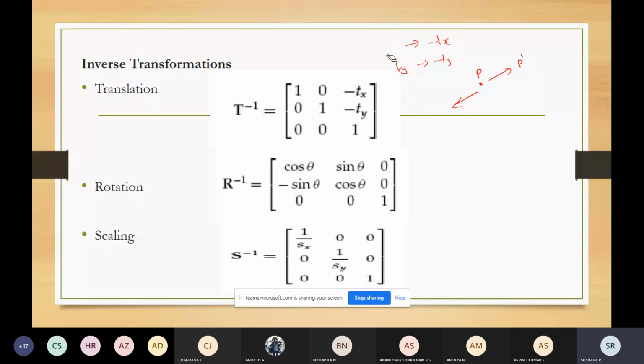For rotation, I told you that theta means anti-clockwise direction, minus theta means clockwise direction. So if you want to get the inverse of rotation, just replace theta with minus theta. So this is the final derived answer. Cos of minus theta will be cos theta. For rotation we have the formulas cos theta, minus sin theta, and so on. I've replaced everything with minus theta. Cos of minus theta will be cos theta only. Sin of minus theta will become minus sin theta. Minus into minus will become plus sin theta.